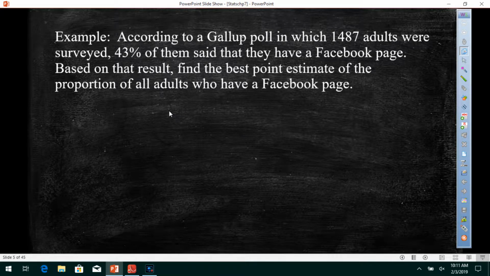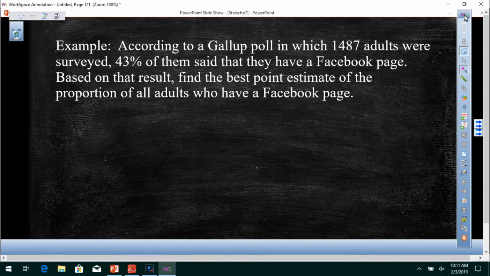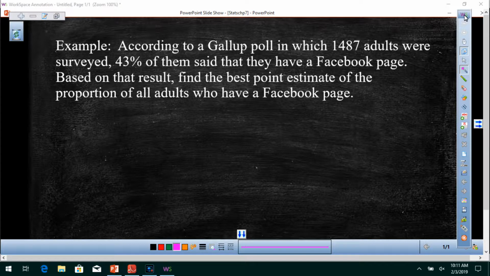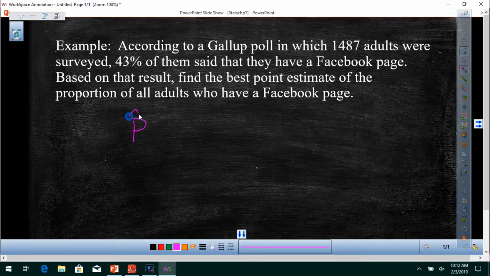Example. According to a Gallup poll in which 1,487 adults were surveyed, 43% of them said that they have a Facebook page. Based on that result, find the best point estimate of the proportion of all adults who have a Facebook page. So in this case, we would say the best point estimate of p is 0.43. We might write p hat is 0.43. Okay?